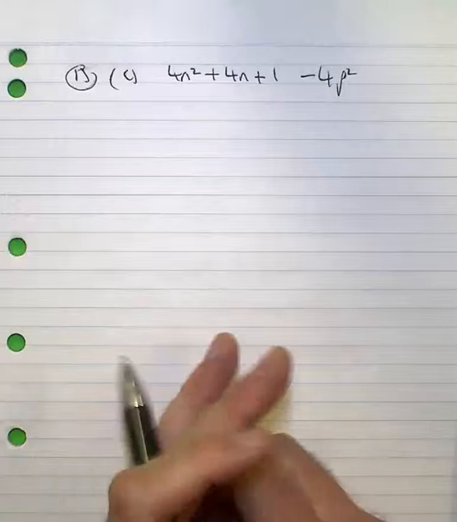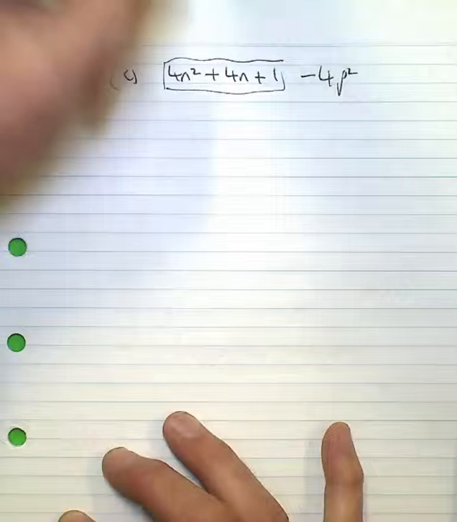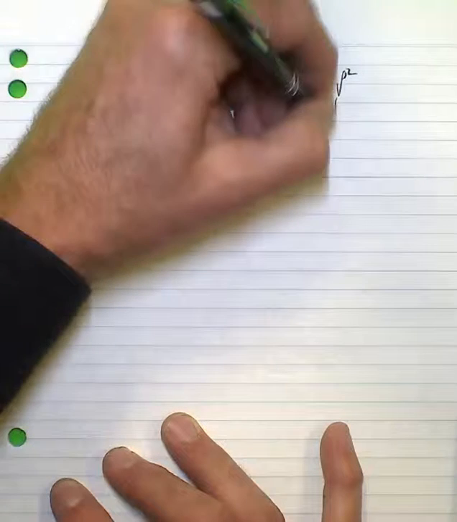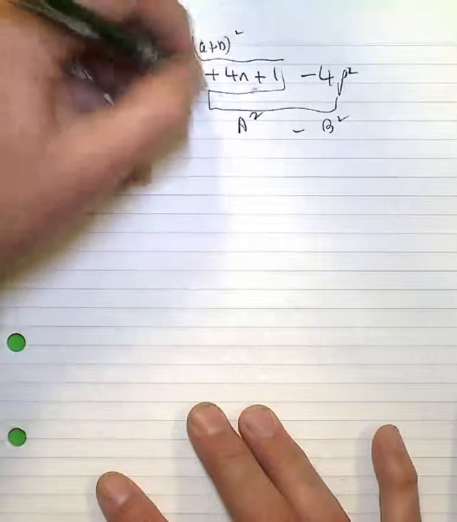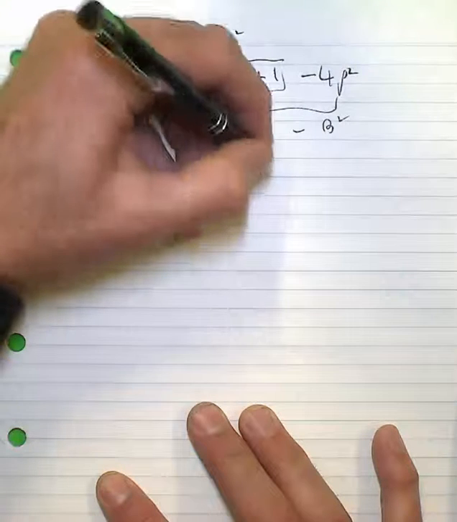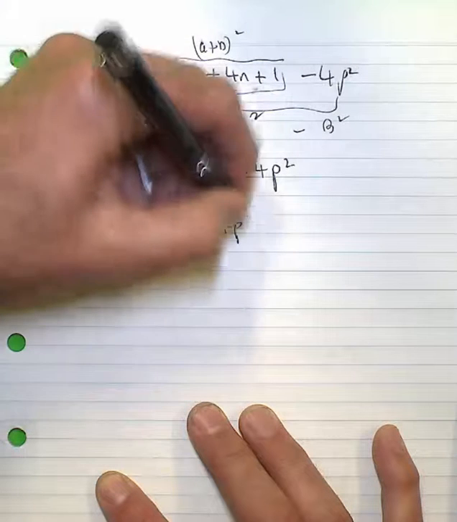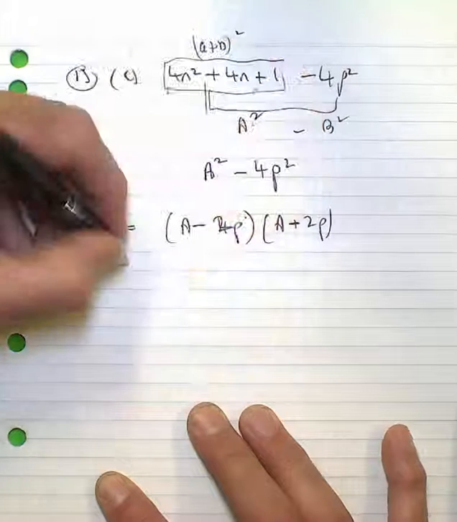Now, the next question's a little nastier because I've got to recognise a perfect square. It takes the form of a plus b all squared. And I've also got, as the whole thing, the difference of two squares. So what I'm going to do, I'm just going to call that a, so it's a perfect square, take 4p squared. So it gives me a, take 2p, lots of a plus 2p.